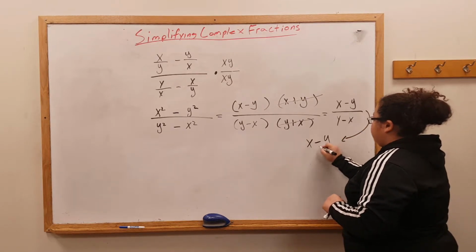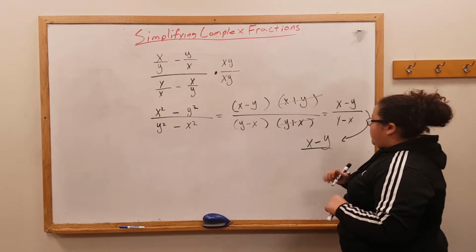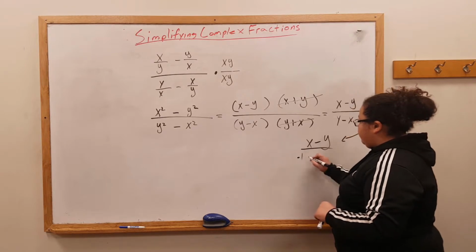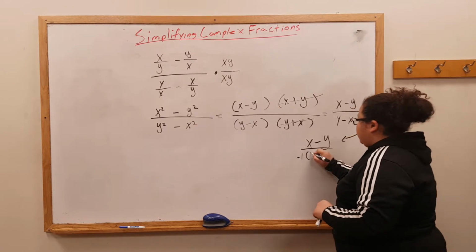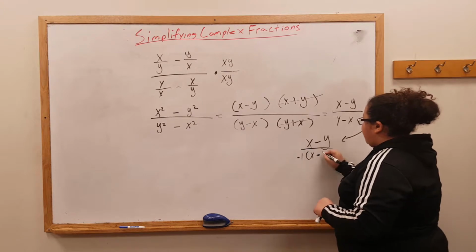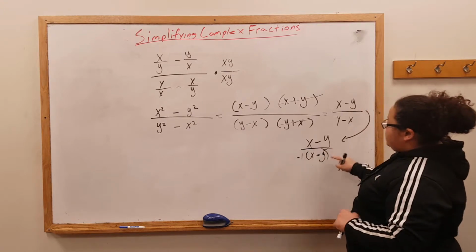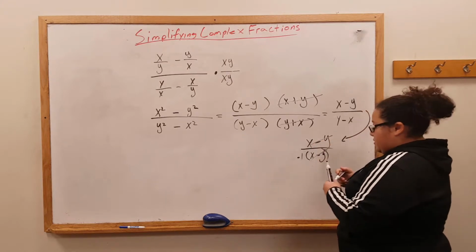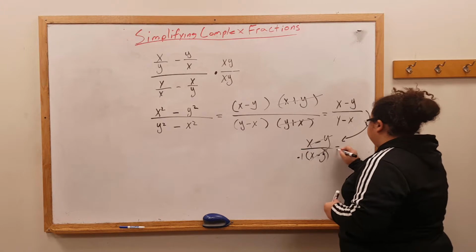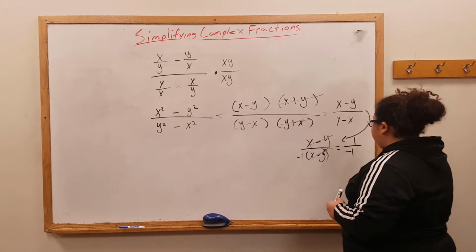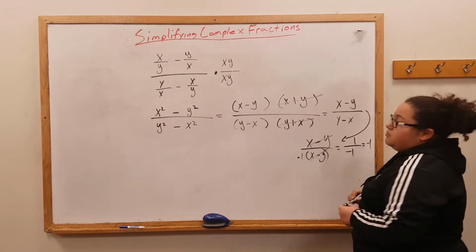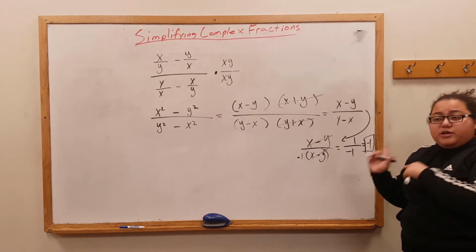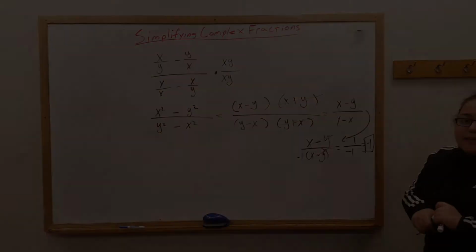x minus y. We're not going to do anything on the top, but on the bottom is going to change, which means you're going to have the negative 1 out here times x minus y. Now we have these two as twins, and what's going to happen to those twins? They're going to leave, which you end up basically with 1 over negative 1, which equals negative 1. And that's your answer. I'm going to erase this board, and I'm going to be back with another example.